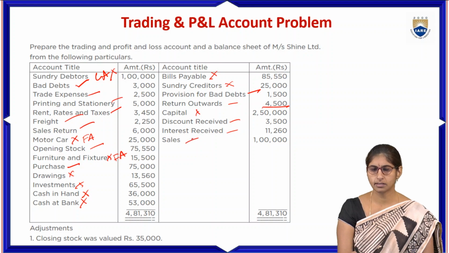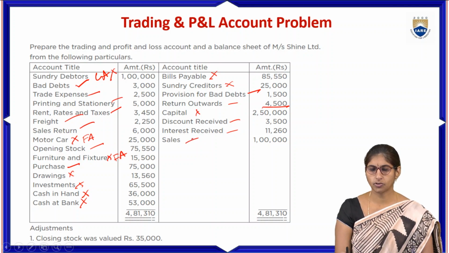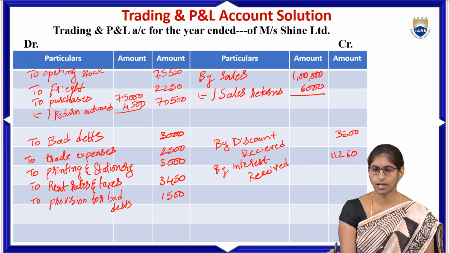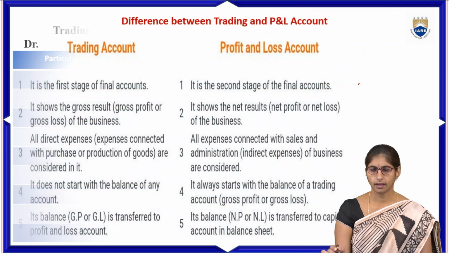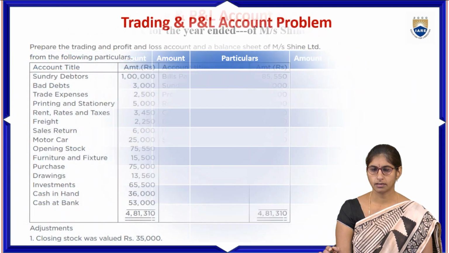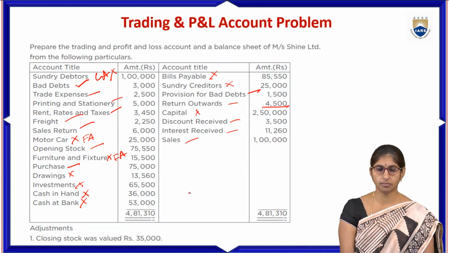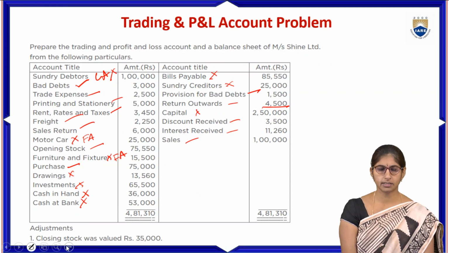Next, sales. We have to record in the trading account credit side 1 lakh. So from 1 lakh we have to remove 6,000, that is 94,000. Now, after recording all the items in the problem, we have to see what is the closing stock.